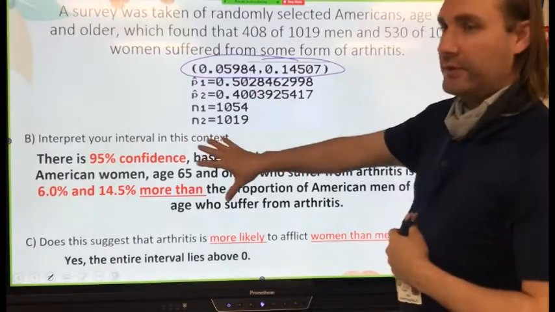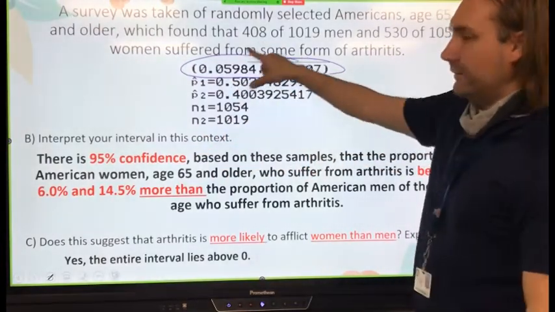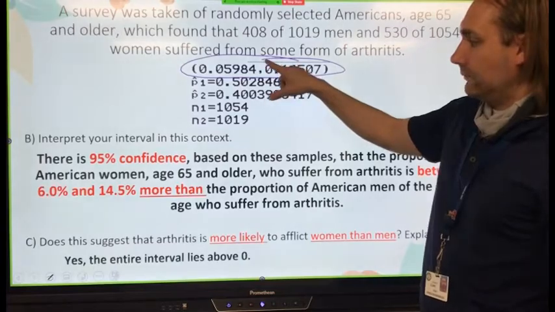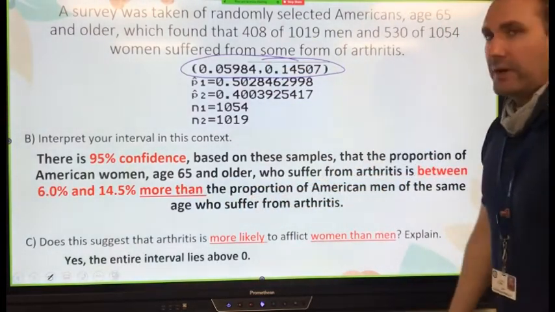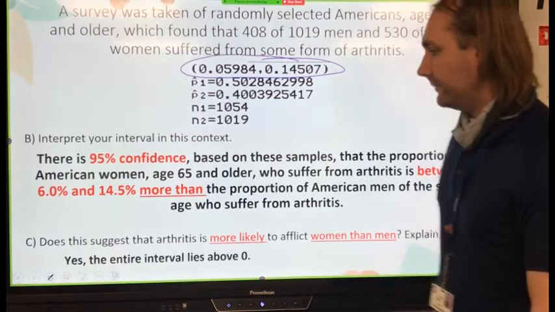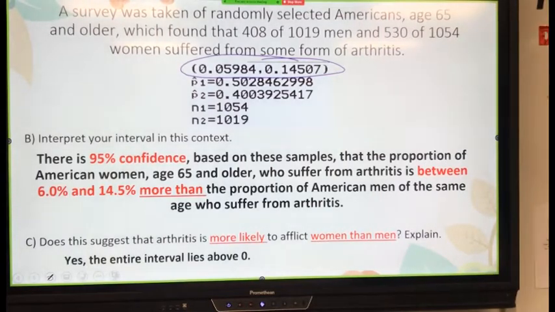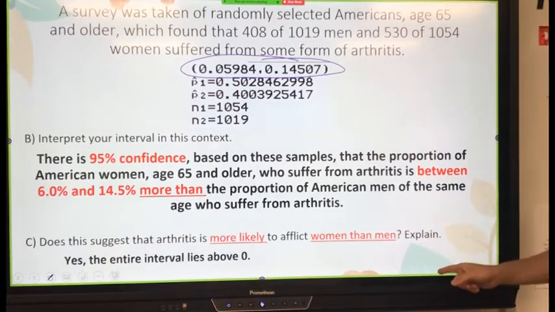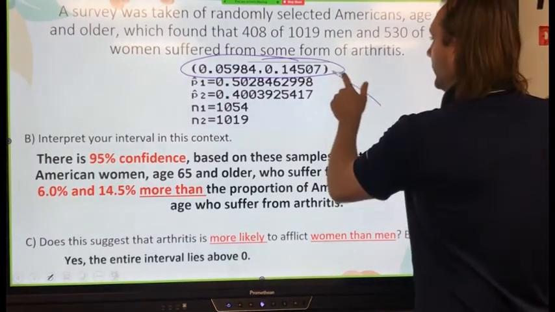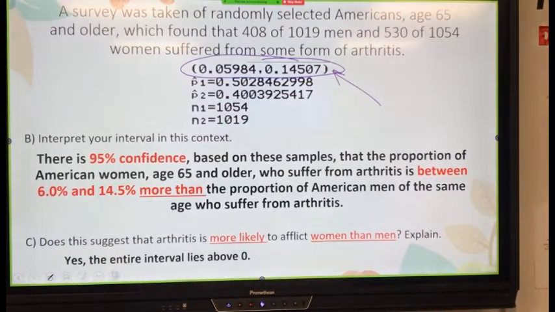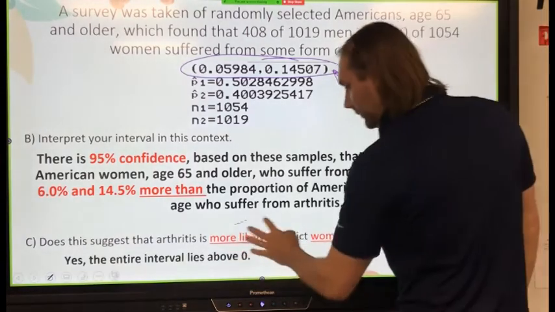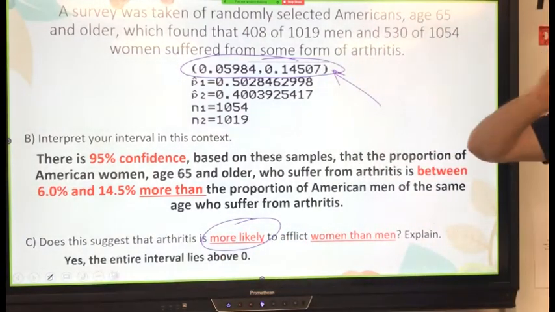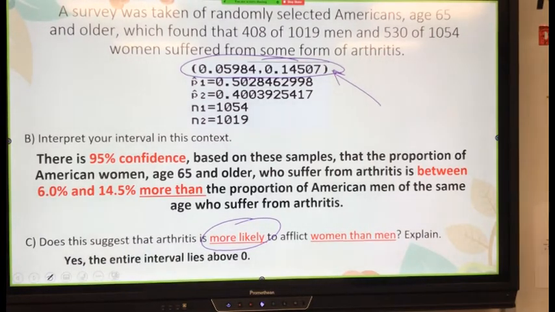If I had put men first, which I'll show you, what do you think is going to happen here with these numbers? If women are more than, then men will probably be what? Less than. We'll see. Part C was, does this suggest that arthritis is more likely to affect women than men? Explain. So if any of these values are less than 0, then this is false. That's a no. They're not more likely. If all are positive, then yes, this is true.